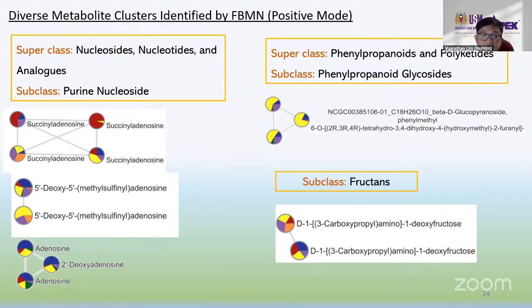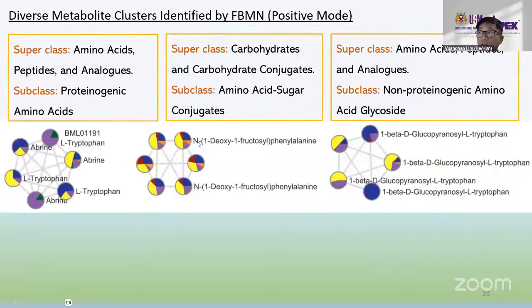Although they receive less attention than flavonoids, many of these metabolites contribute to plant defense mechanisms, antioxidant capacity, and also immune modulation. Therefore, they should not be overlooked when evaluating the overall potential benefits of medicinal plants. We also try to check other classes, for example peptide-related compounds and some of the carbohydrate conjugates. So you can see that each metabolite class may contribute differently to the biological activity.